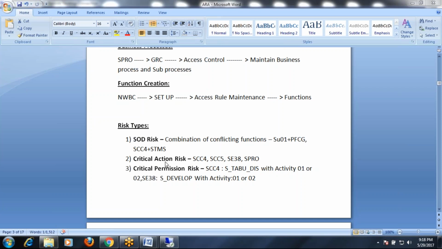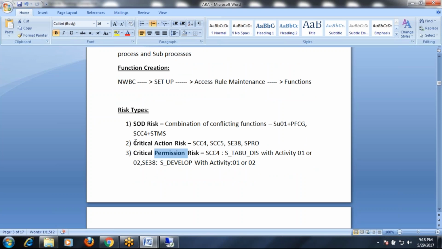So note it down now. Wherever you have the word action in GRC, treat that as a T code. Wherever you have permission, treat that as authorization values. So that's about the critical action risk. The SPRO T code is dangerous. SE38 is dangerous because you can modify the programs. SCC4 is also dangerous because you can edit the client settings. You can open the client so that configuration changes will be done directly in the production system. SCC5, client deletion, is a dangerous T code. So they are critical actions, meaning critical T code risk.